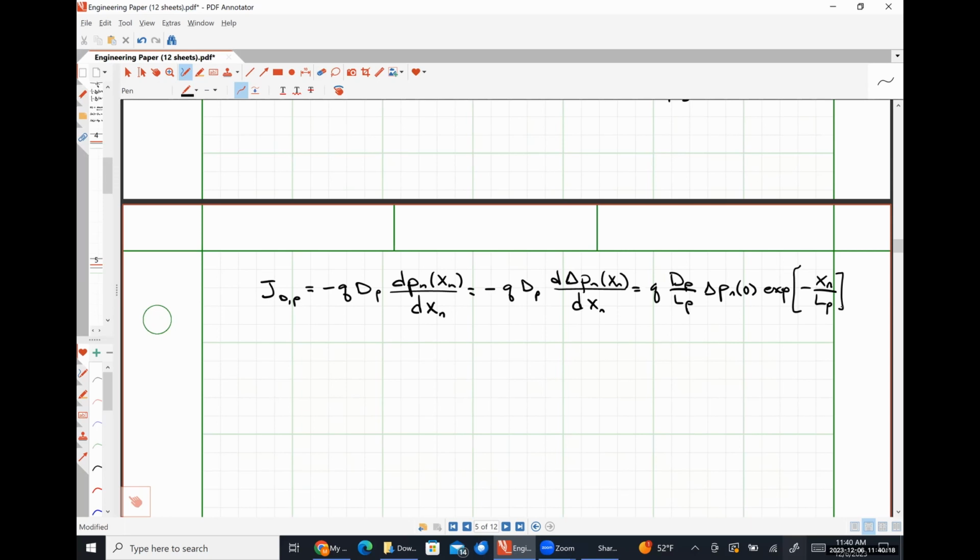Making sure I got all of my subscripts there correct. Yes, we're talking about hole diffusion, so it should be related to the diffusion length of holes, the diffusion coefficient for holes, etc.